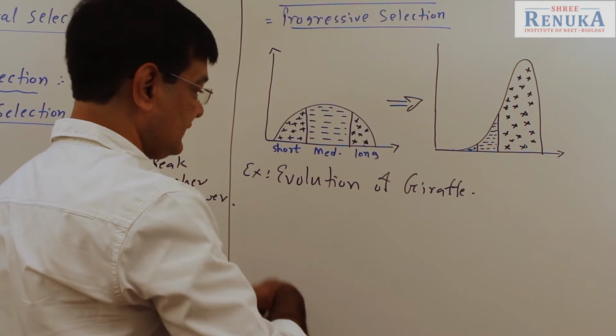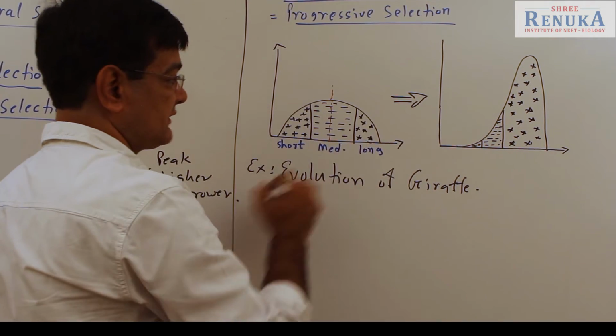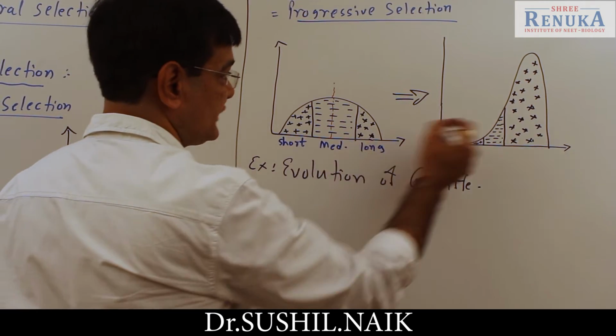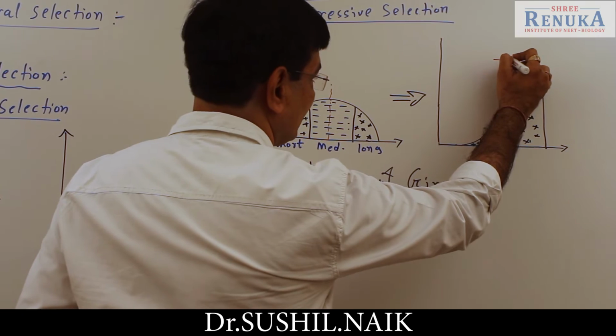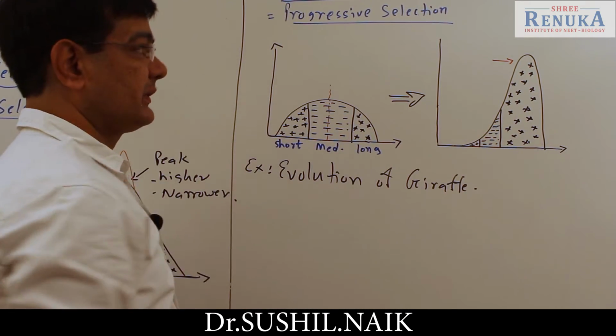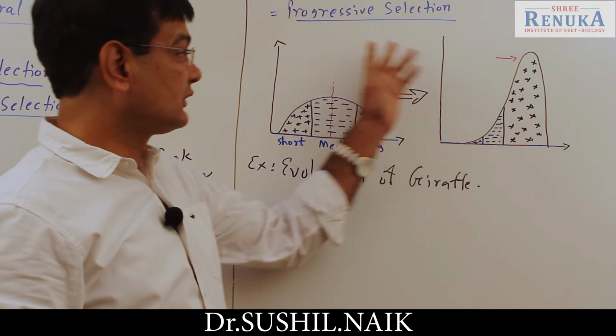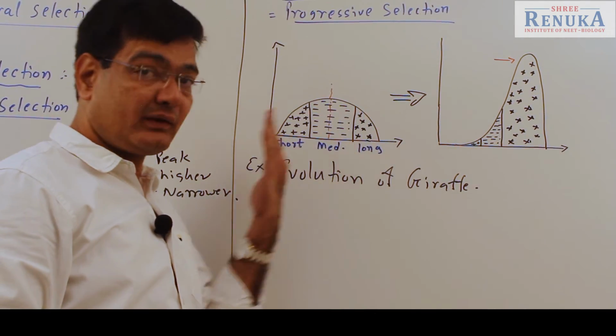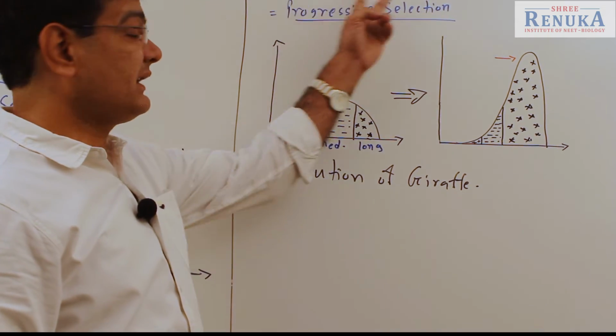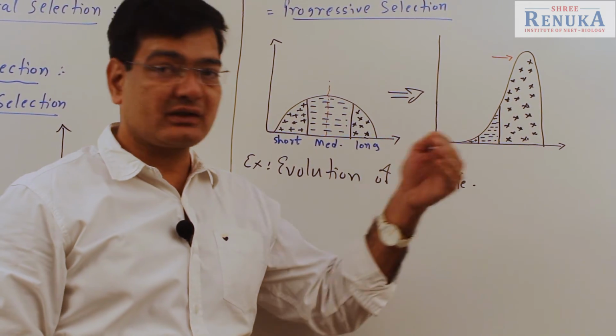So the mean, or the peak, which was initially found here, moves towards the right side in this population. If the peak of the graph moves in one direction, towards the higher extreme or towards the lower extreme as well, this is directional selection, or progressive selection.